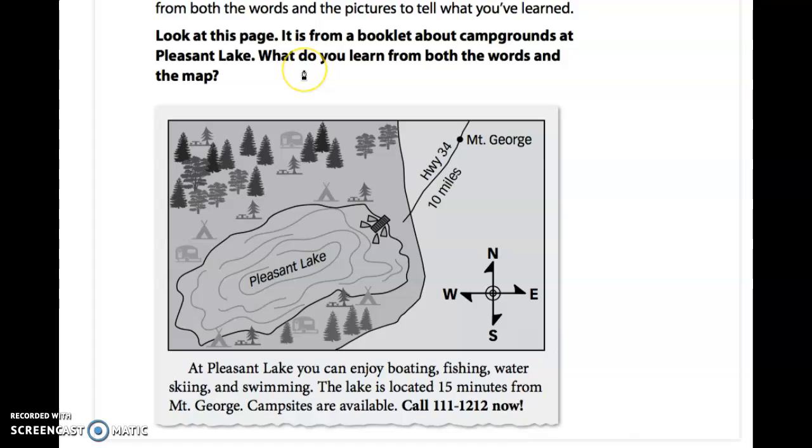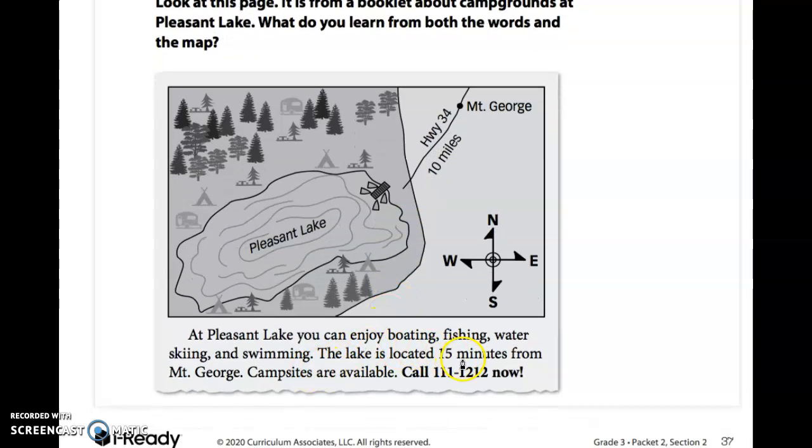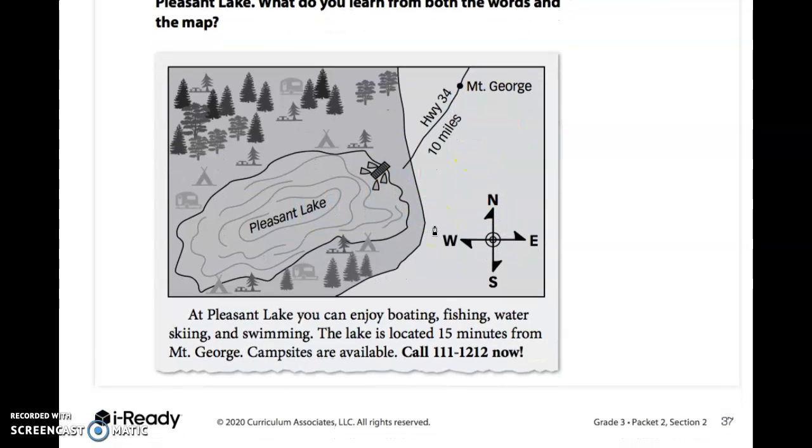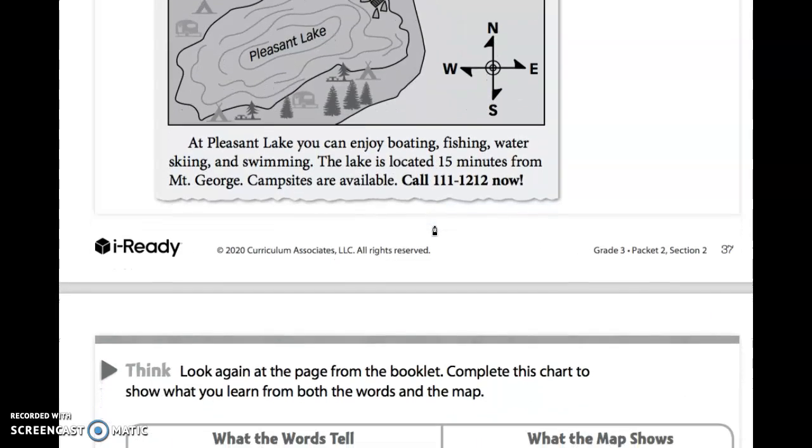So look at the question. What do we learn from both the words and the map? Wow. Well, first of all, I learned how many minutes it is from Mount George. I learned all the things I can do, but in the map, I also learned, look, the directions. If Pleasant Lake's here, Mount George is northeast of Pleasant Lake, right? I can learn a little bit more about using the picture.